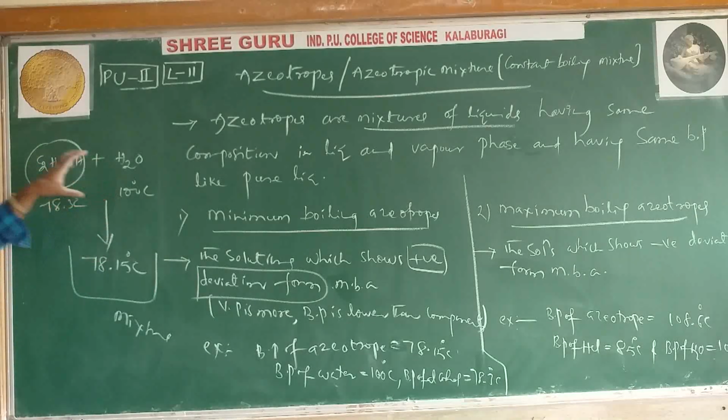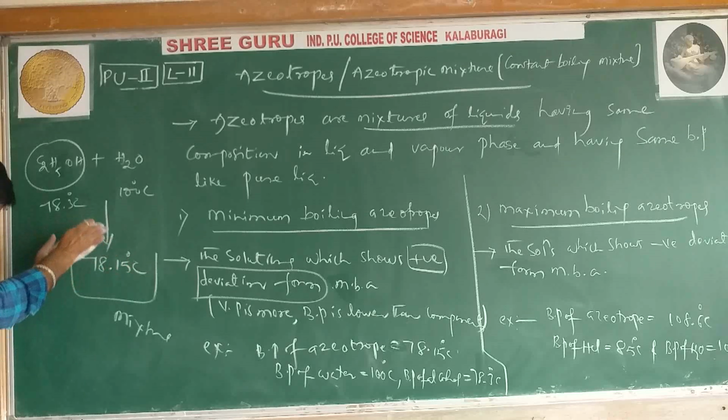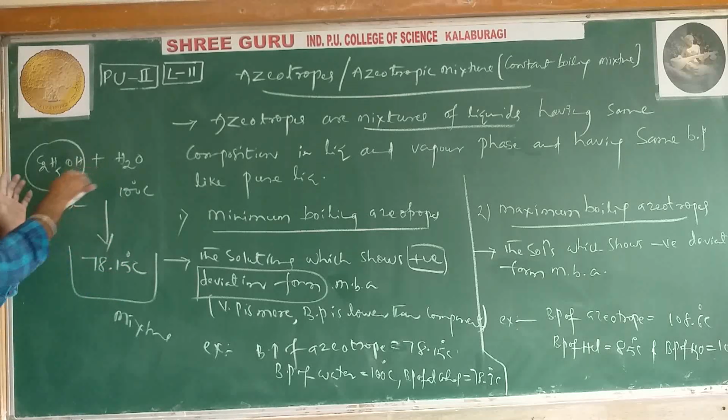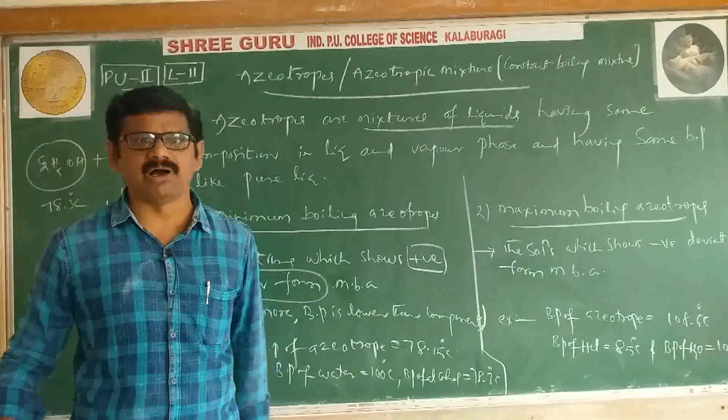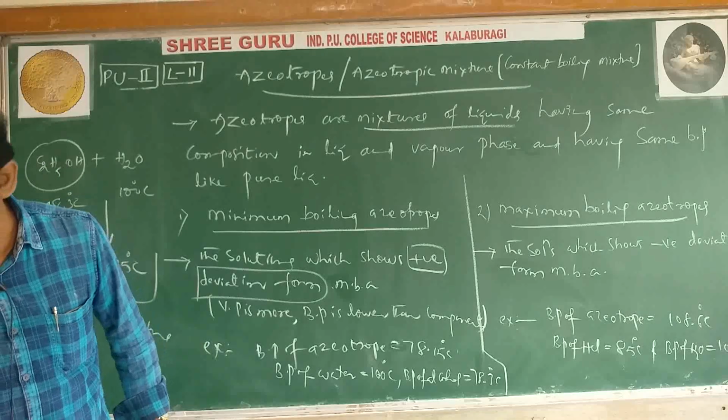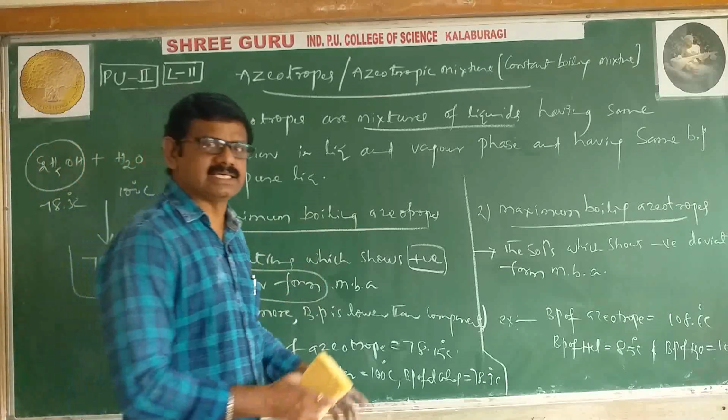Positive deviation example: the pure component ethyl alcohol boiling point, the water boiling point, and the mixture boiling point. If you observe all these values, our mixture boiling point is definitely less than that of either component. Right. This is about the minimum boiling azeotrope. Next we will go to the maximum boiling azeotrope.